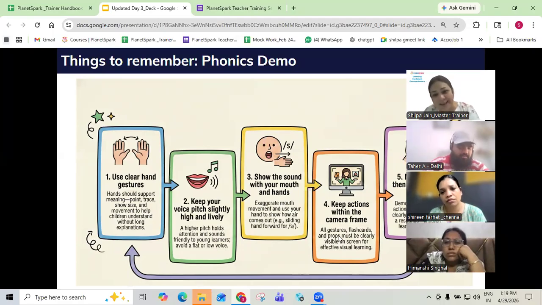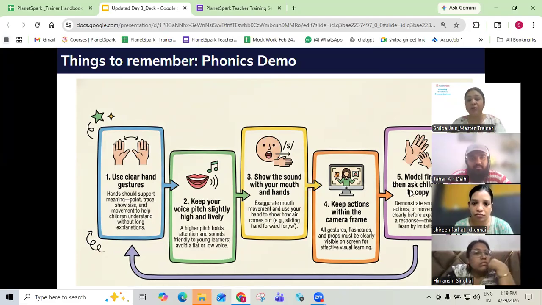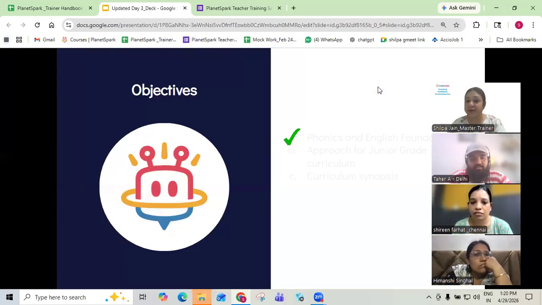Very important thing: keep actions within the camera frame. Today also one of the participants used his hand gestures really well, but we were not able to see it because his camera angle was not correct. So another important thing is keeping the actions within the camera frame. And finally, model it out and then ask the child to copy. So that was regarding our curriculum.